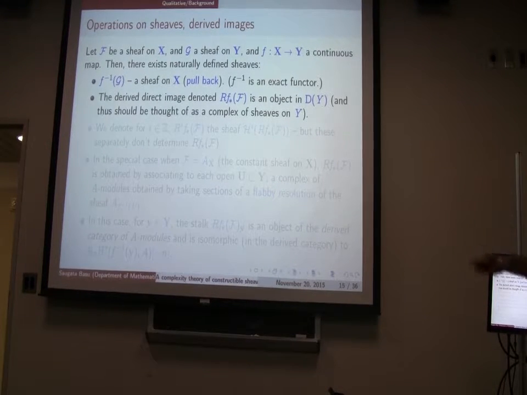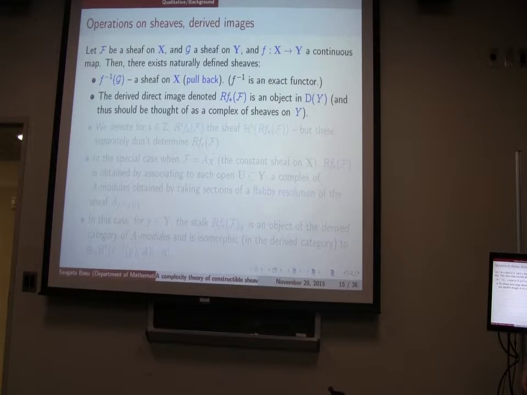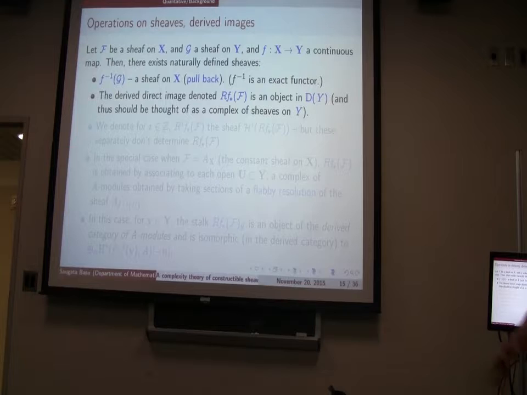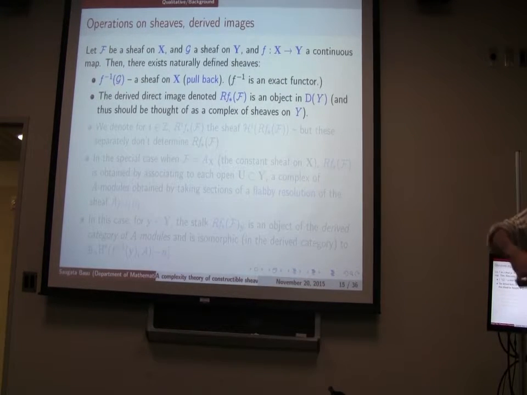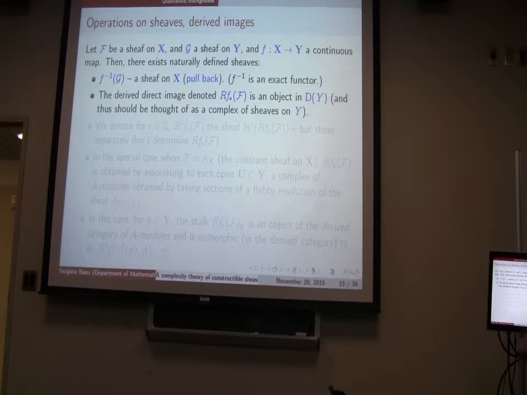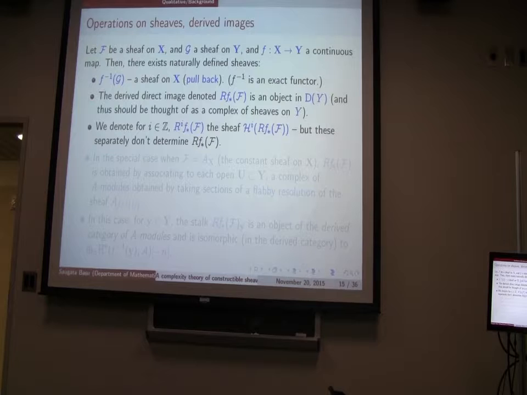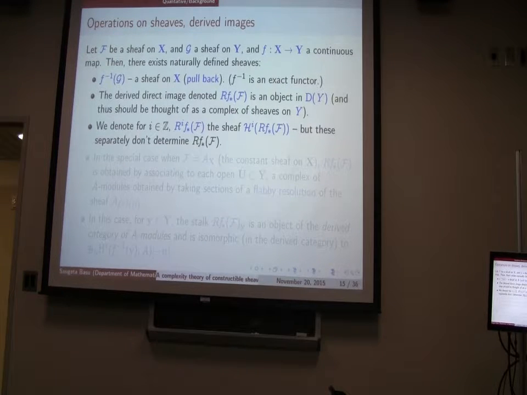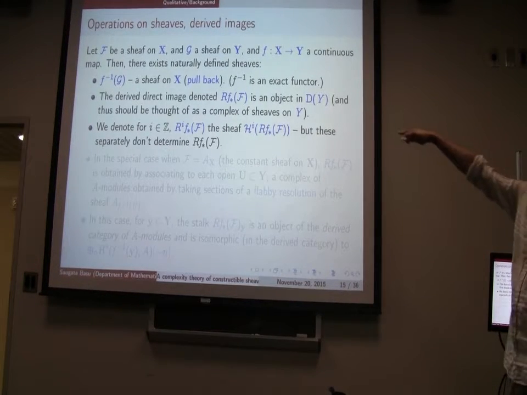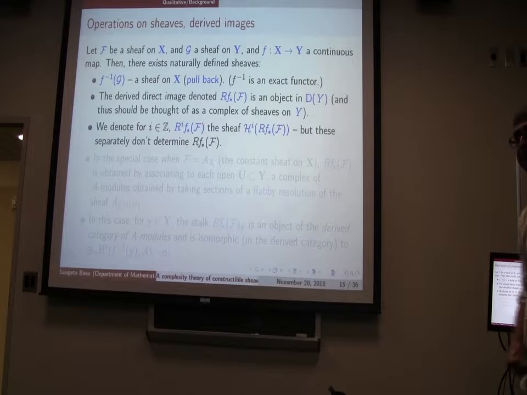Even if you start with a sheaf, thinking of it as a complex only in degree 0, if you take its direct image, you get a complex which is non-zero in various degrees. And we'll see an example of that. In fact, the higher direct images are themselves sheaves, but separately they do not determine this object in the derived category.